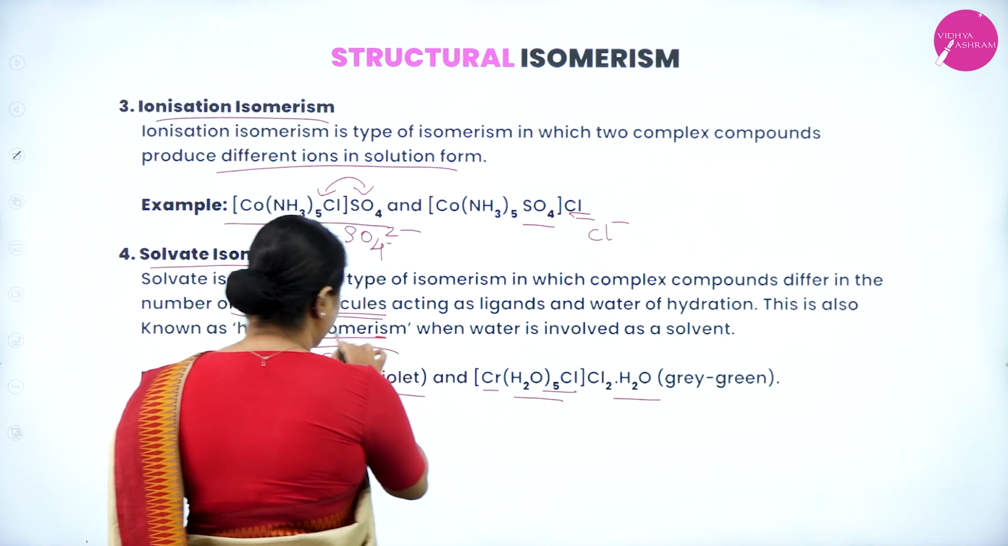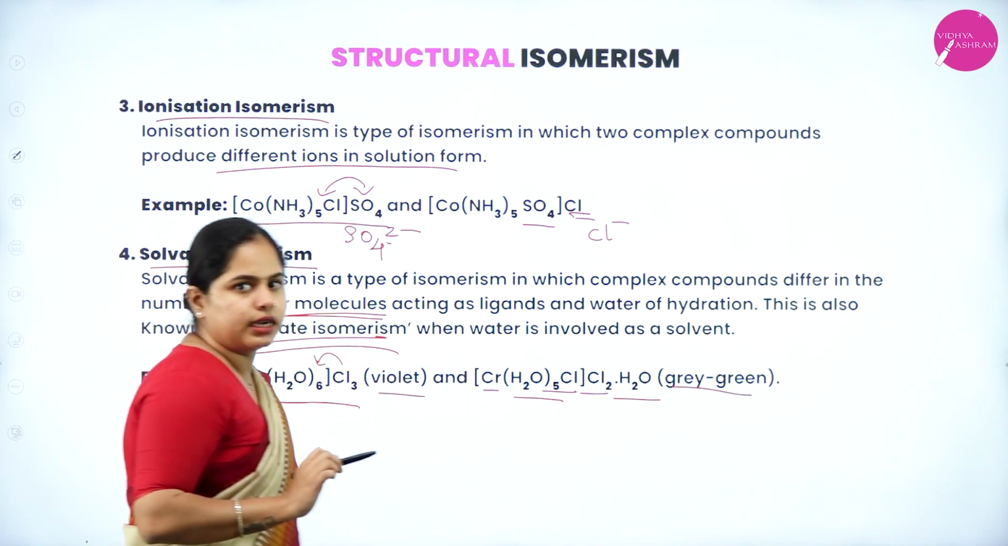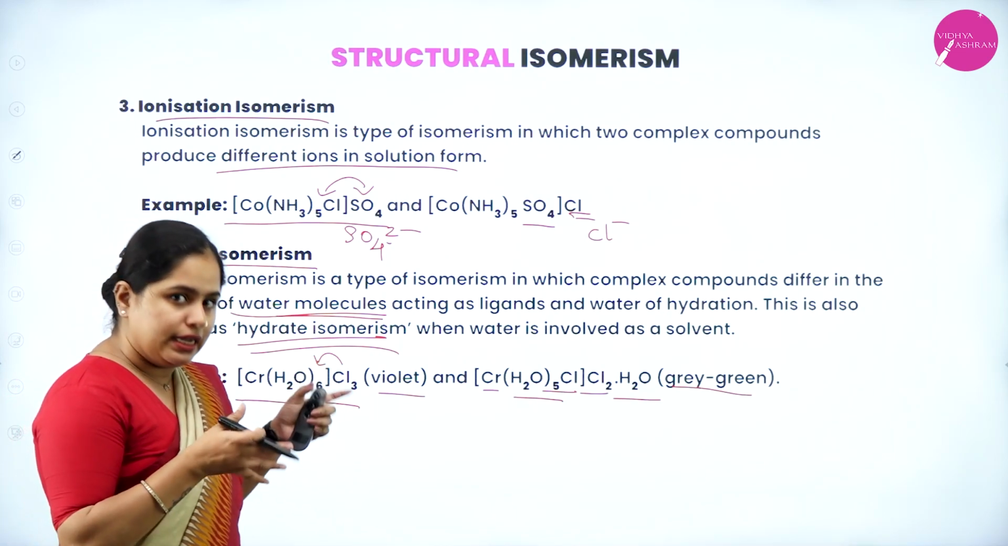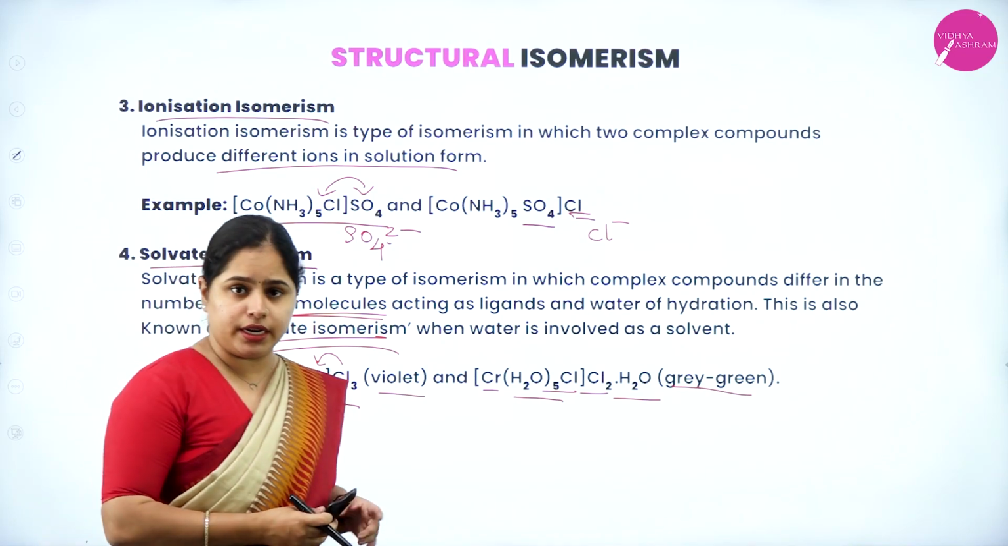So H2O is here and one Cl came inside. Then how many Cl will be outside? It will be Cl2. So this will be grey green in color. There will be a change in the number of water molecules inside the coordination sphere and outside the coordination sphere. So this is called hydrate isomerism.